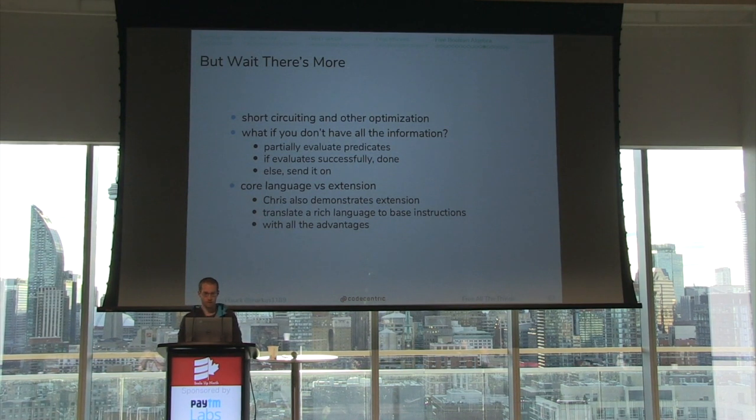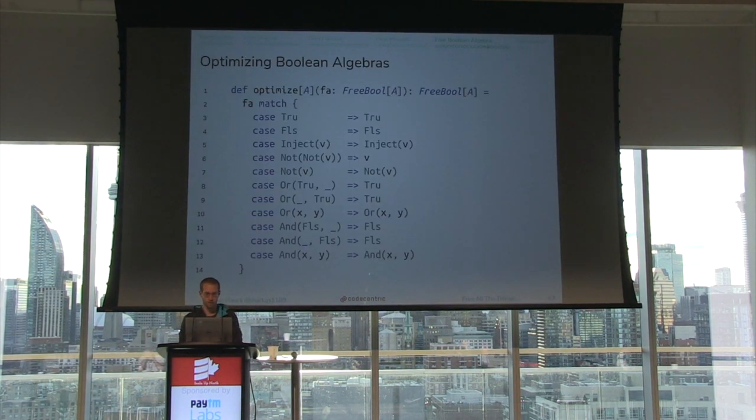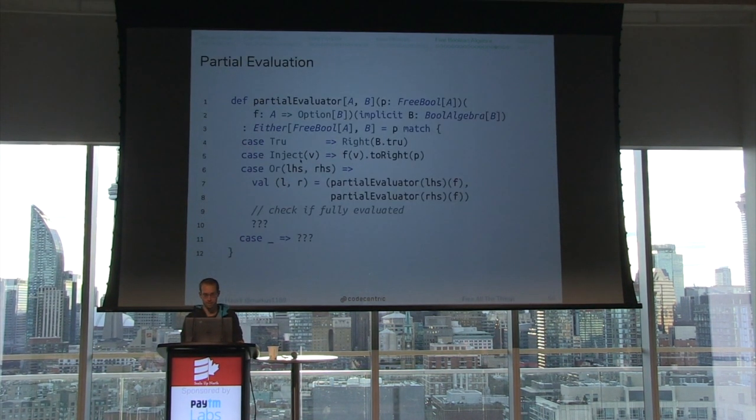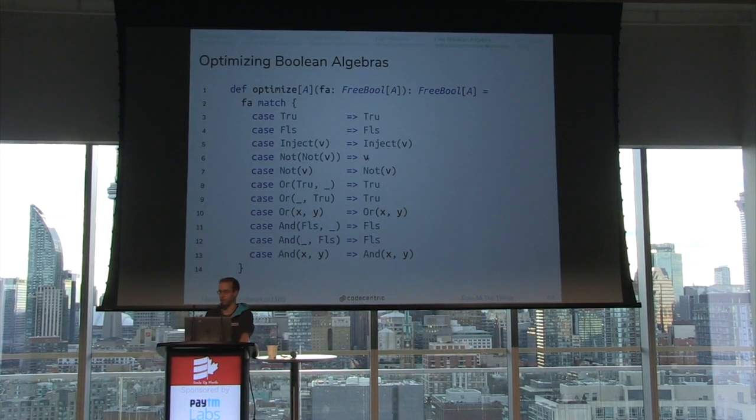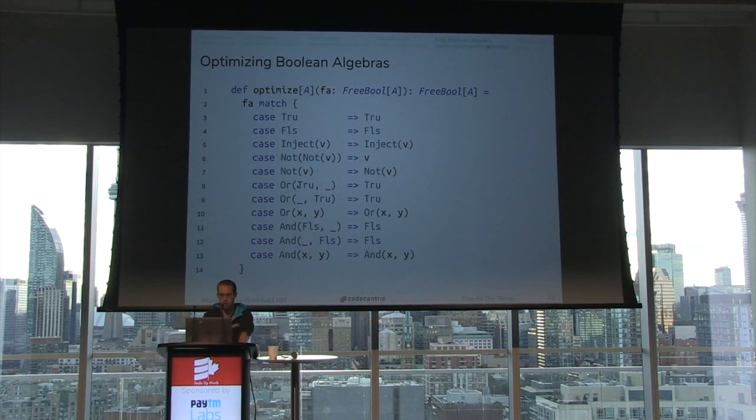But we will first look into partial evaluation. For this, I first wanted to introduce the optimizer. As I said, you can easily optimize Boolean algebra programs. For example, if you have double negation here, you can just get rid of the double negation. If you have an OR node and there's true on the left-hand side or the right-hand side, you can just short-circuit everything to true. If there's an AND with a false node on the left or right-hand side, you can just short-circuit everything to false.